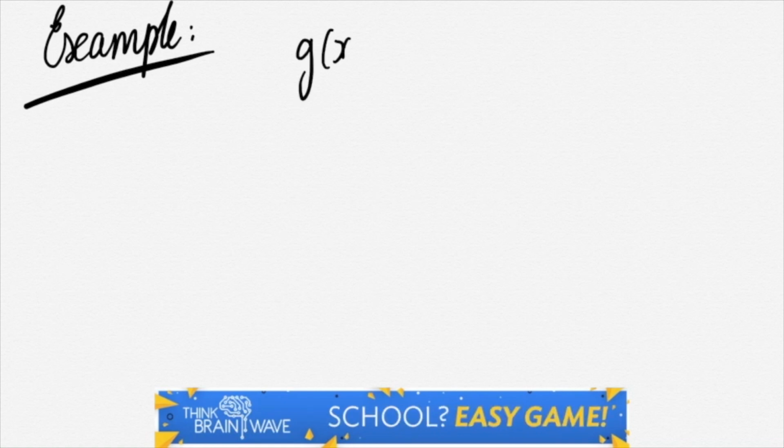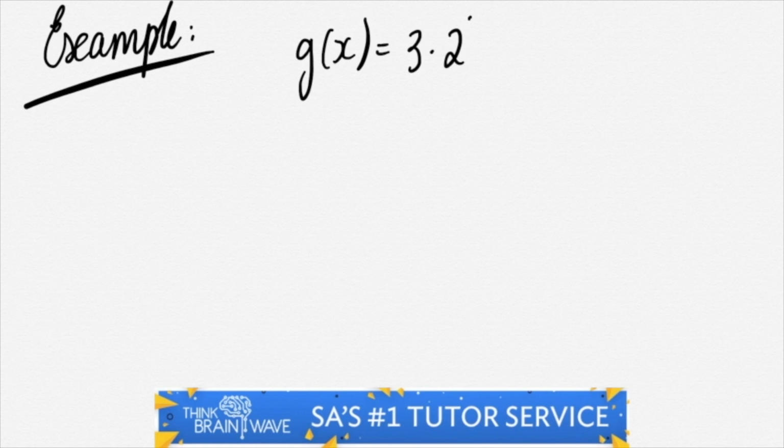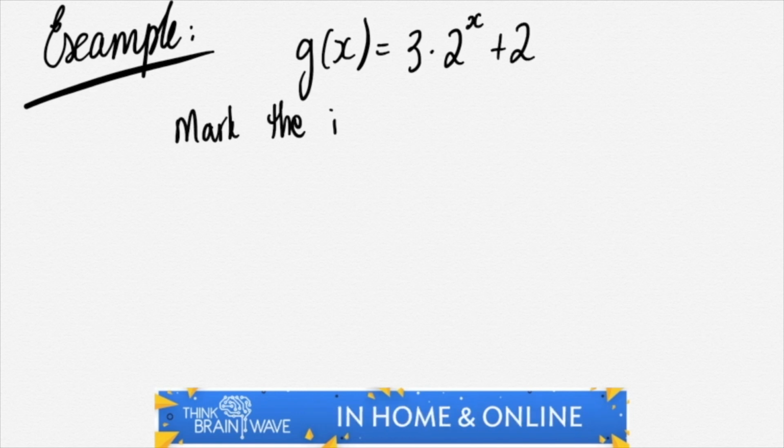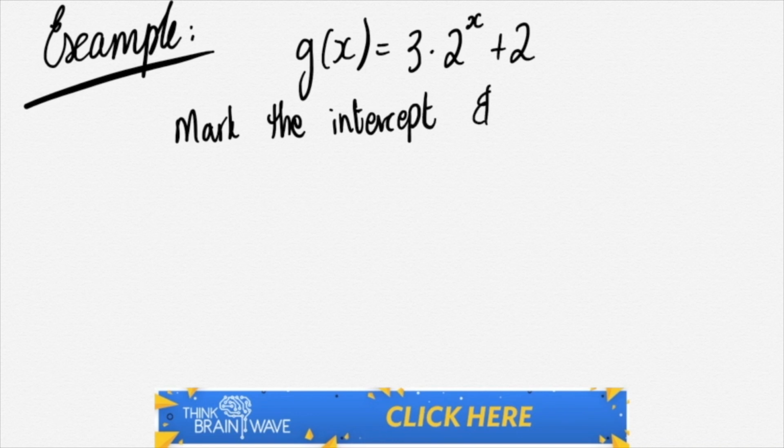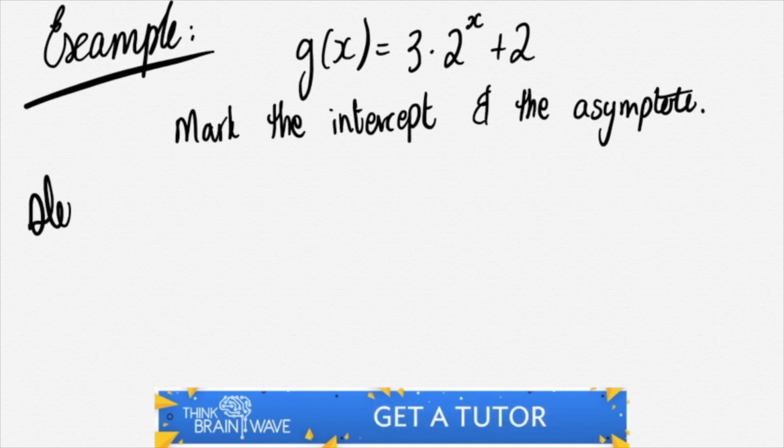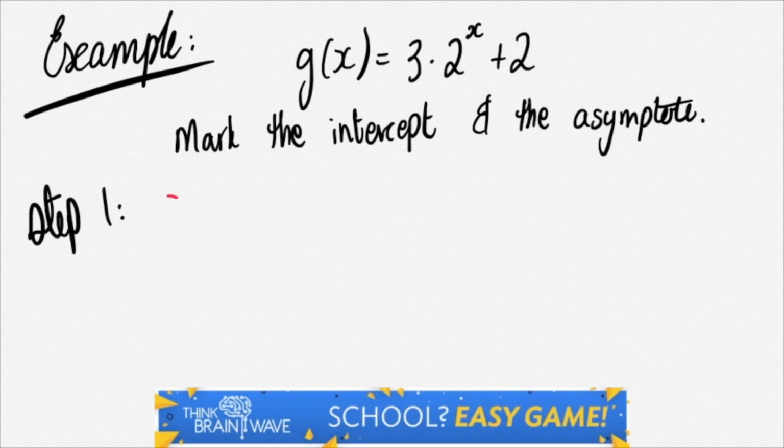Alright, let's do an example. We'll do g of x is equal to 3 times 2 to the power of x plus 2. In this case, we'll do plus 2, which means that there will be an upward shift, and we'll need to mark the intercept and the asymptotes.